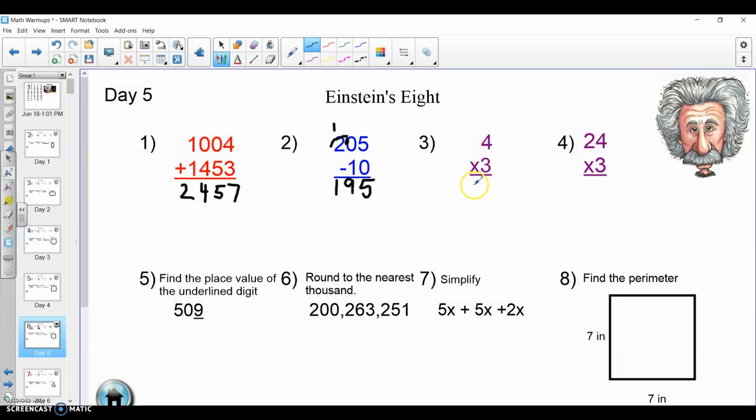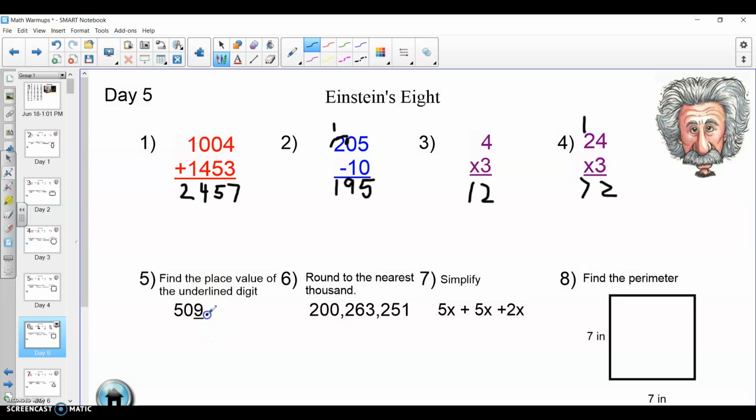1. 4 times 3. Good work. So far, so good. And then over here, 4 times 3, 12 again, except you're only able to put down your 2. You're going to carry your 1 because you have digits in the tens place. 3 times 2 plus 1. 72.